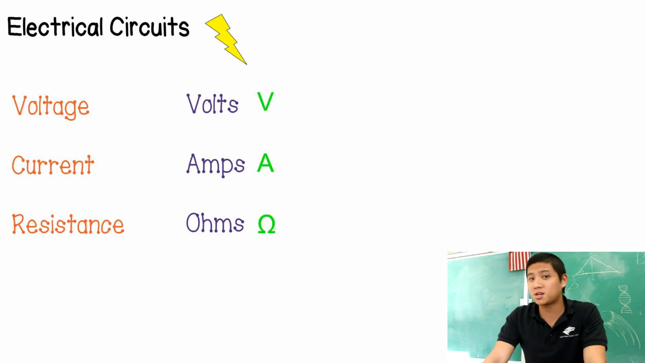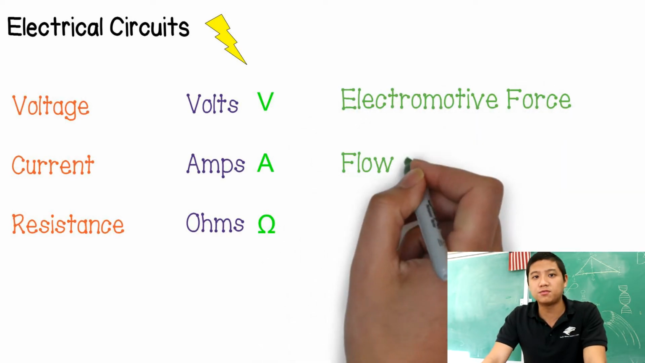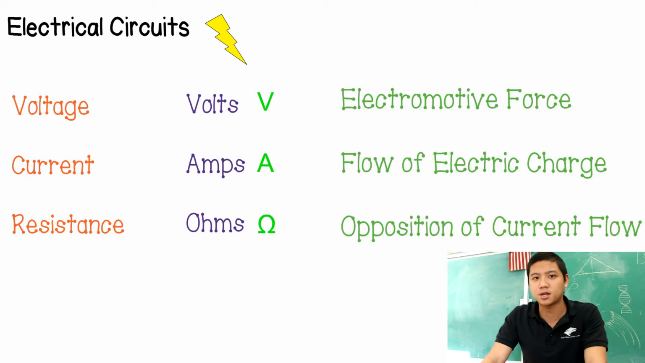Now volts can be represented by the letter V, amps can be represented by A, and ohms can be represented by the symbol omega. Voltage is the electromotive force in our circuit, and we're going to talk about what that means more later. Current is going to be the flow of electrical charge in our circuit, and resistance is going to be anything that opposes the flow of our current.